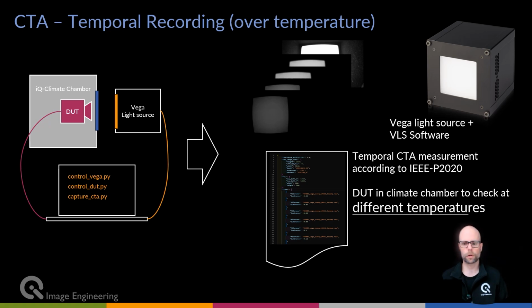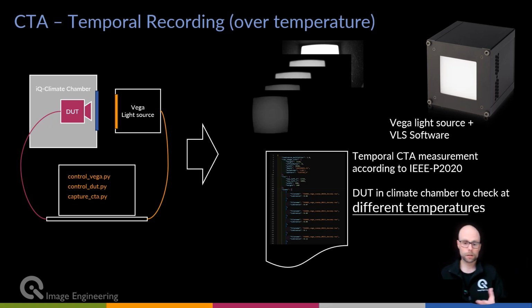So for the temporal recording, you take a light source that you can control quite well, that gives you the luminance. So we use a Vega light source. With that, you can control the intensity, the light luminance, very well over a huge range. Then you put your camera in front of that and take one image after another. So change intensity, take a picture, change intensity, take a picture. This is then the recording in the time domain.